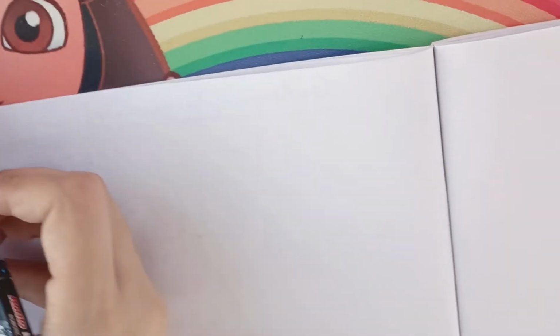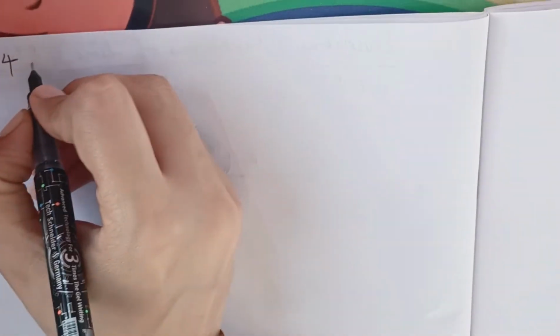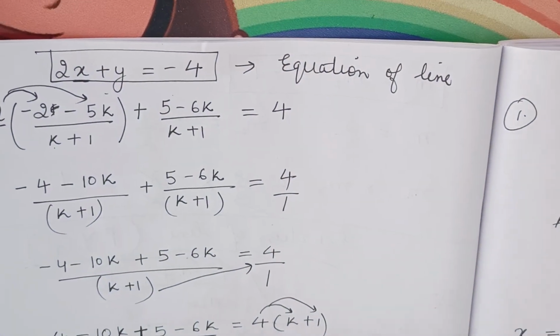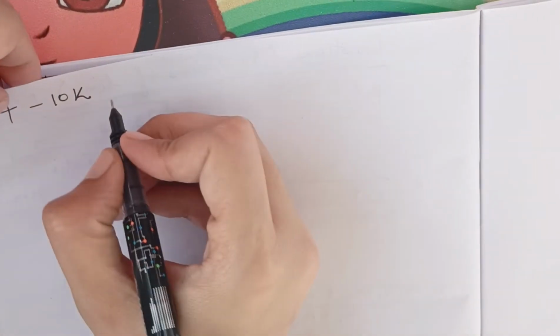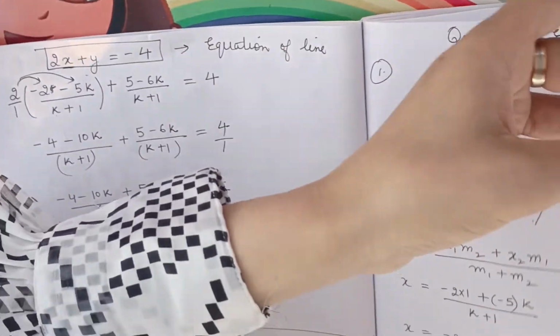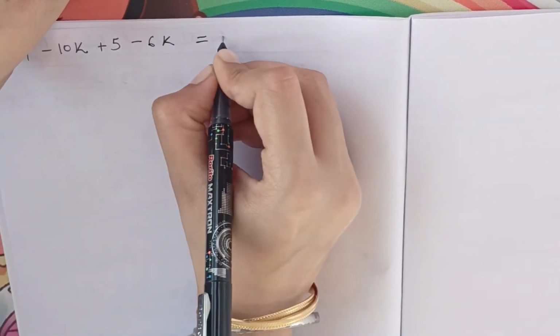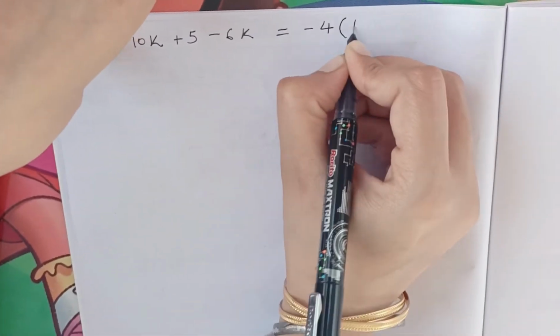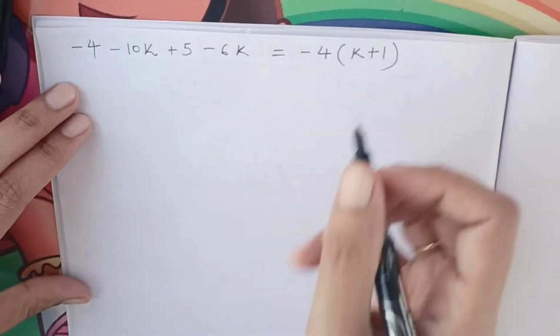So the equation was minus 4 minus 10k. Very carefully, because so many plus and minus signs are there. Minus 4 minus 10k plus 5, and after plus 5 we have minus 6k. So this side we have minus 4 into k plus 1, which I shifted from here to there.